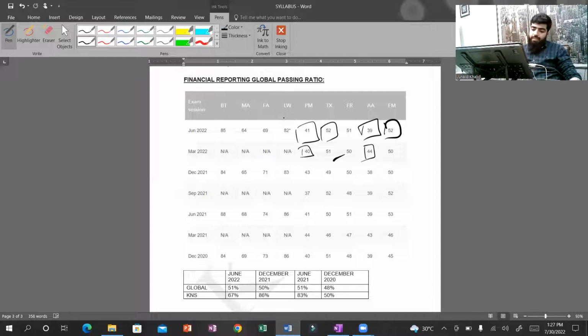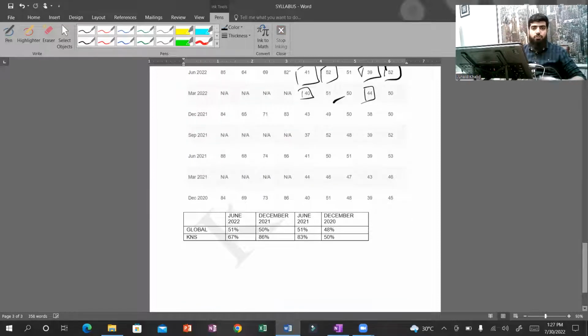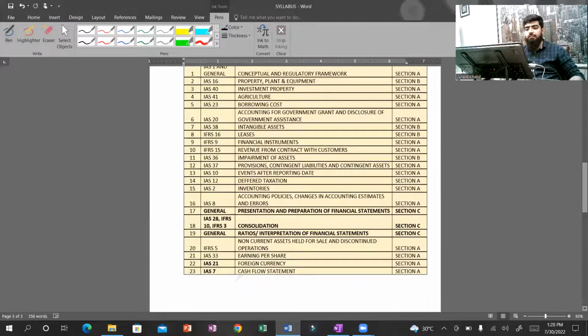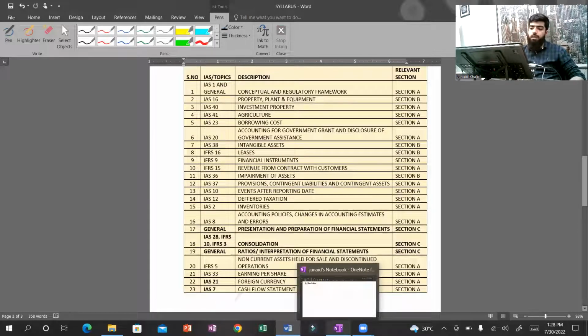KNS passing ratio, alhamdulillah, for the last 5 to 6 attempts is good, and it's above the global passing ratio. You can see it on your screen: June 2022, December 2021, June 2021, and December 2020. In all the previous attempts, it's above the global passing ratio. So that was all the introduction of the course, and I have discussed the global passing ratios and the paper pattern with you.